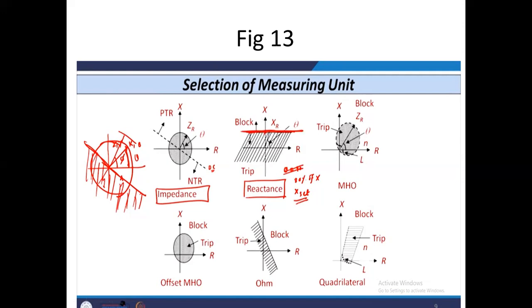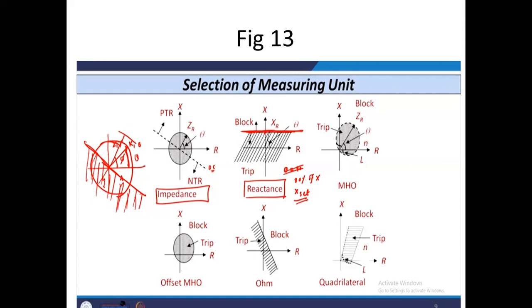Now, it measures only reactance. So this line is nothing but 80% of the X value, or inductive reactance part, of the transmission line. So whatever primary impedance of the transmission line is given, you take 80% of X. That is nothing but this set value X of the reactance. So this is the X set of the reactance relay.